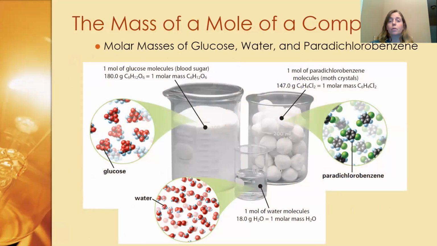Okay? All right, so let's do another one. Molar masses of glucose, water, and paradichlorobenzene, which are moth crystals. So 180 grams is the molar mass for 1 mole of glucose. For water, it's 18 grams, okay? And for moth crystals, it's 147 grams. So like there, you're gonna add everything together. In that case, you had 6 carbons, 4 hydrogens, and 2 chlorines.